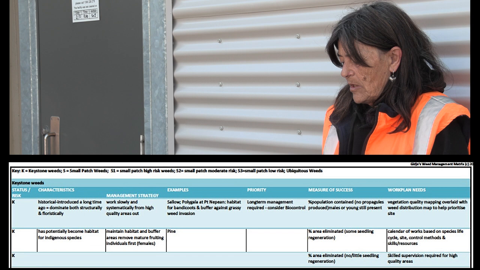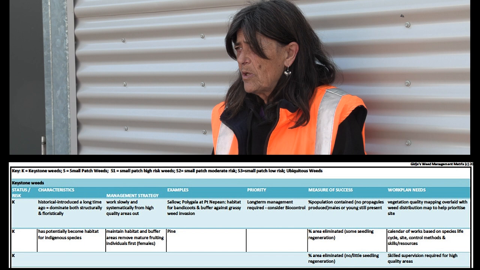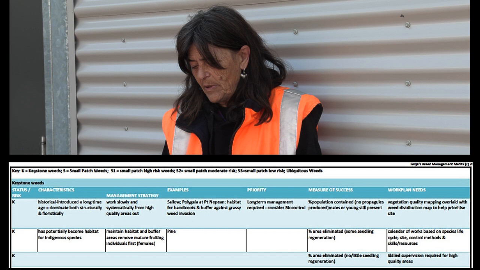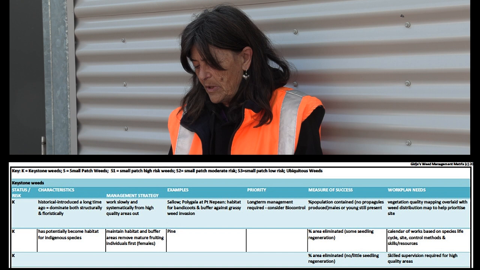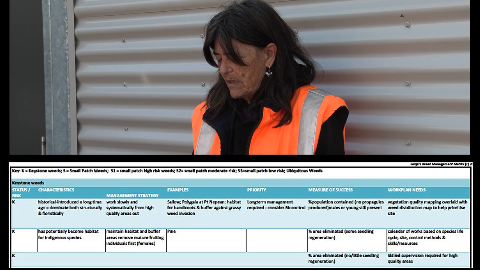And the priority is long-term management required, consider biocontrol. There are biocontrol agents now coming in for boxthorn, spurge, Tradescantia. And the measure of success is the percentage of the population contained, no propagules produced, males or young still present, or percentage of area eliminated, some seed regeneration, or percentage of area eliminated, no or little seedling regeneration.